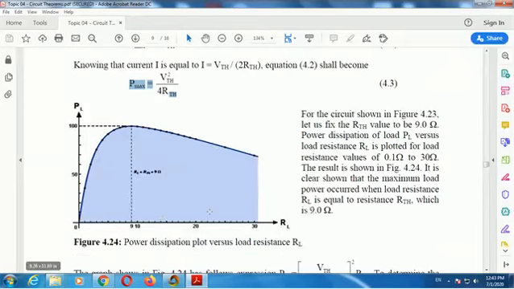See now, the curve: if we plot load power percentage, it gets 100%. As the load varies from 0 to 30, it reaches 100% when RL equals RTH.